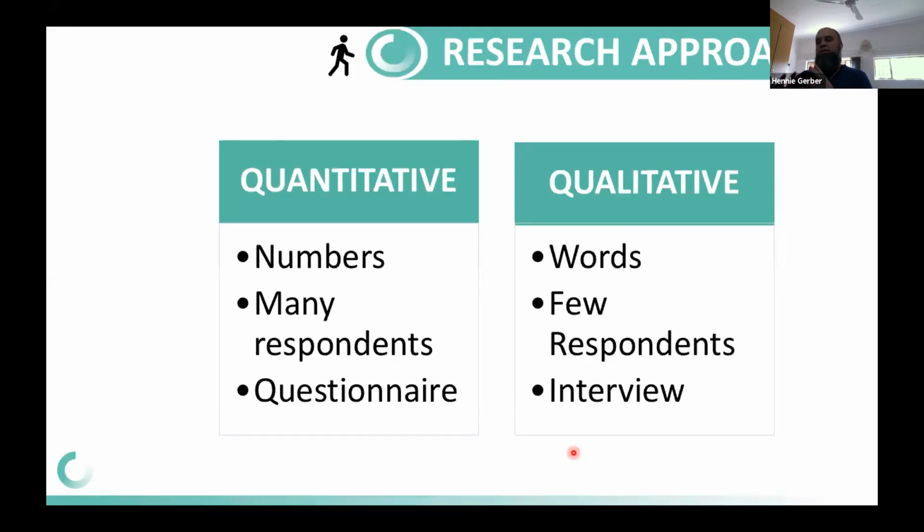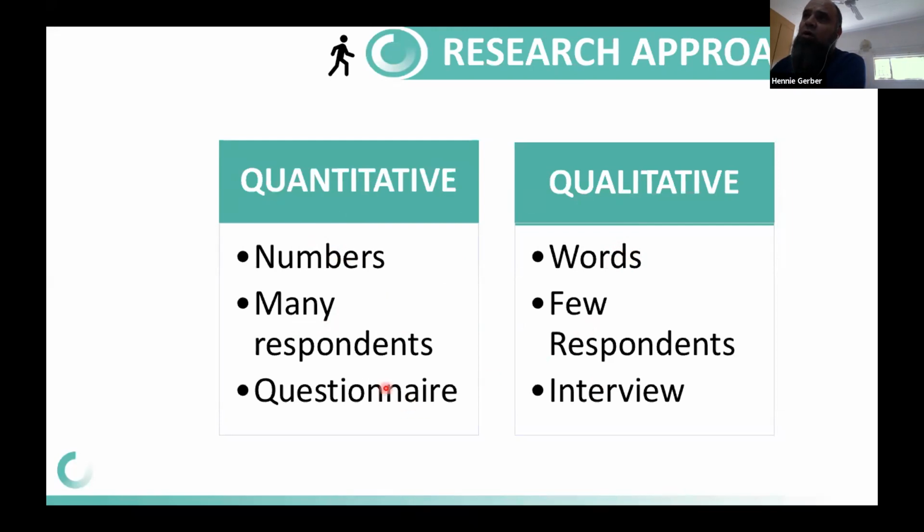Let me state the two approaches very quickly. Monique will talk about the qualitative approach thoroughly, just to give a broad distinction between the two approaches. Quantitative is about numbers. Qualitative is about words. So this is more interpretation. Quantitative usually needs a lot of respondents. Qualitative, you can have a few respondents with interviews.